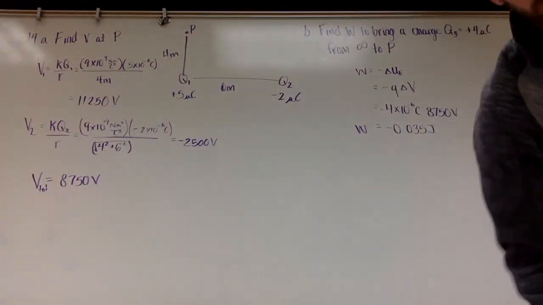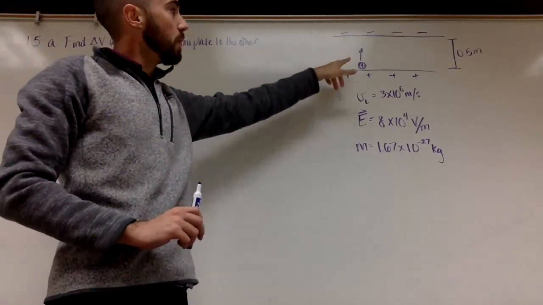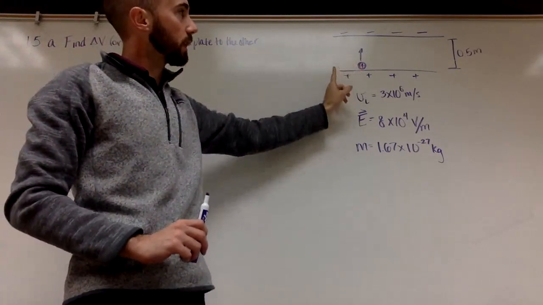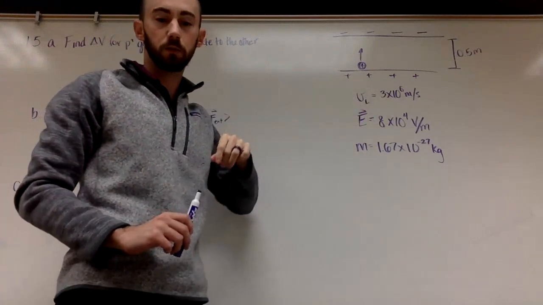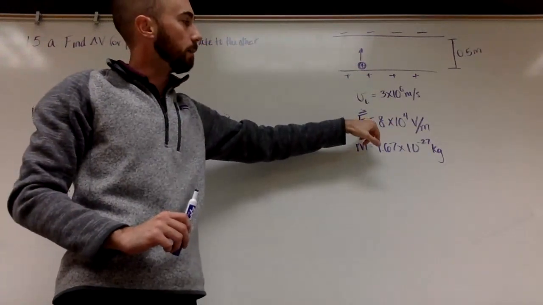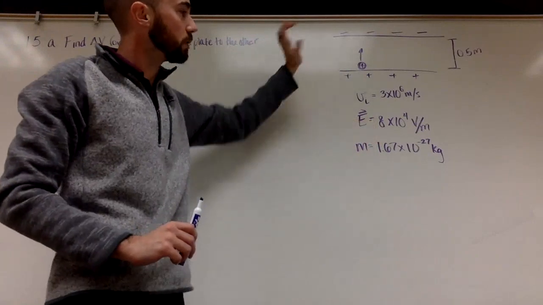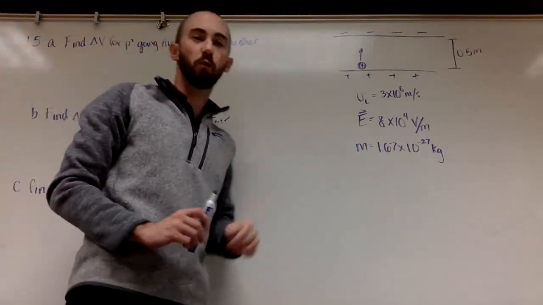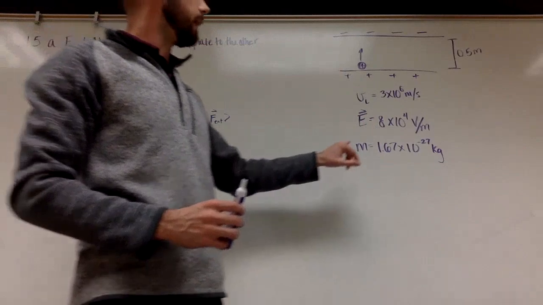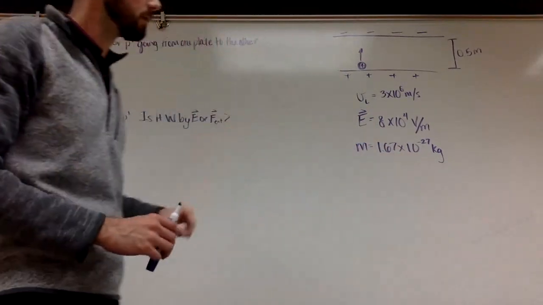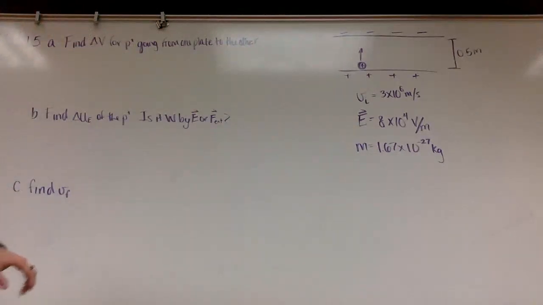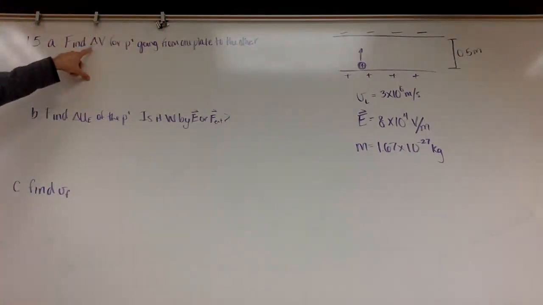Okay, for our last section here, we have two parallel plates with different charges on them. We have a positive plate, a negative plate. We have a proton that is initially traveling up towards the negative plate with a velocity already of 3 times 10 to the 6 meters per second. The electric field strength between the two plates is 8 times 10 to the 4th volts per meter. And our mass of our particle, which is a proton, is 1.67 times 10 to the minus 27 kilograms.